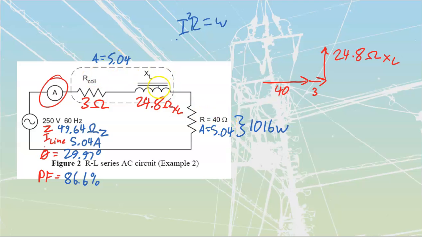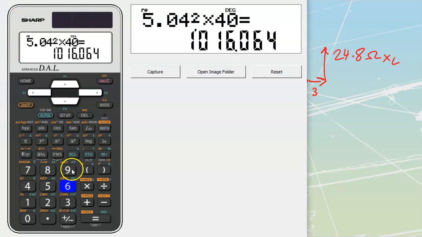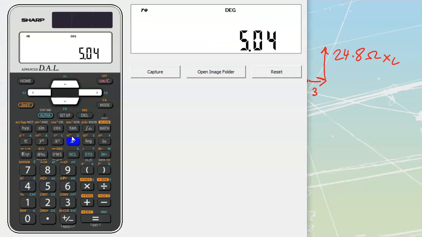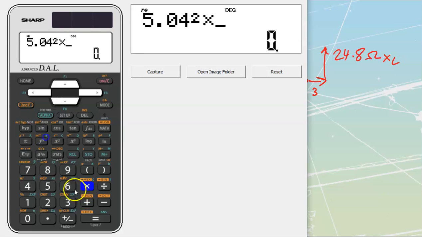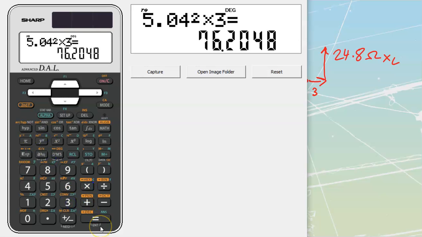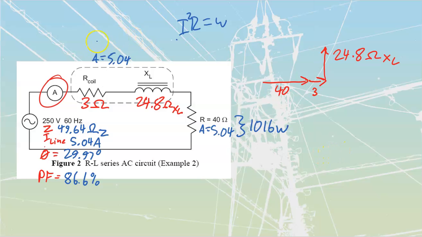What do I have for this section over here? Well, once again, 5.04 squared multiplied by my 3 ohms of resistance. That tells me that that coil is putting off a total of 76.2 watts.